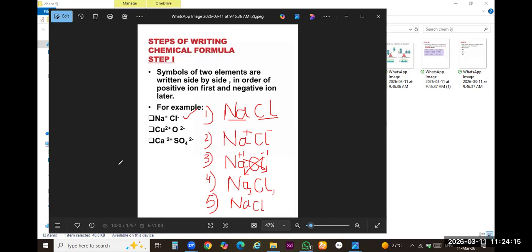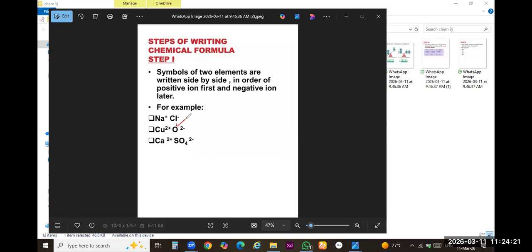Now I will explain the second example, then you can easily understand how to write the chemical formula. Now we will discuss this example.